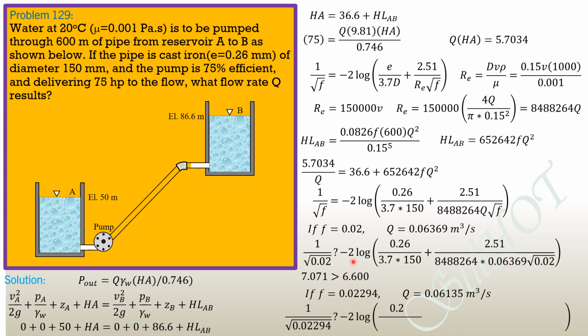So we have to compare it with the value of the right side. So we just substitute the value of Q. So we copy, then substitute the value of Q, which is 0.06135, then F 0.02294. The value of the left side is now equal to the value of the right side. So therefore, because they are equal, the discharge is 0.06135 cubic meter per second. And that's our answer.